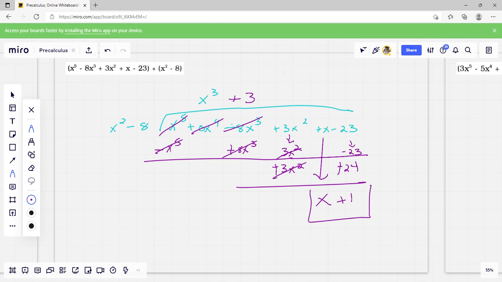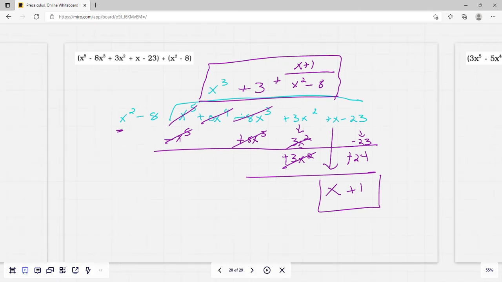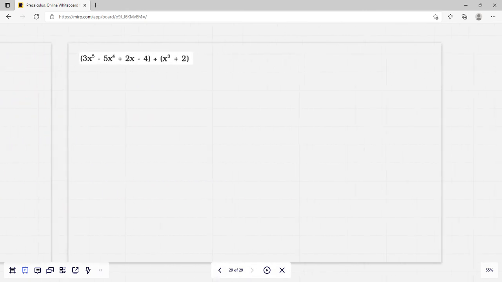So it would be x plus 1 over x squared minus 8, and that would be plus. So the answer to this one is x to the 3rd plus 3 plus x plus 1 over x squared minus 8. It's a little bit different when this is squared over here, but it's the same principle. Alright, we'll try another one.